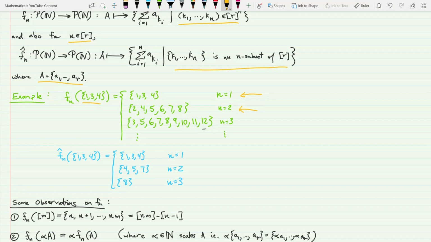N equals 2, well, we're going to get the set of all sums of length 2. 1 plus 1, for example, is 2. 1 plus 3 is 4. 3 plus 1 is 4, and so on. Same with n equals 3, it's the set of sums of length 3. And you could keep going.